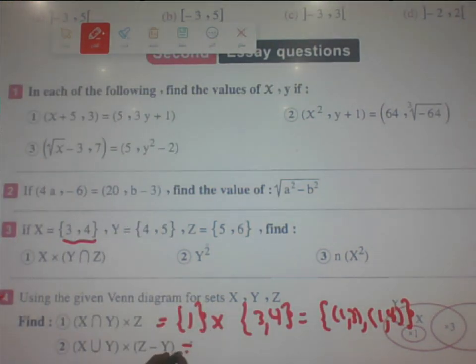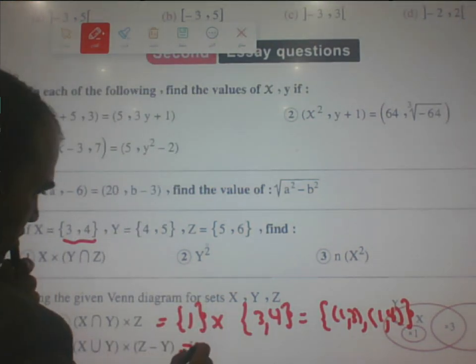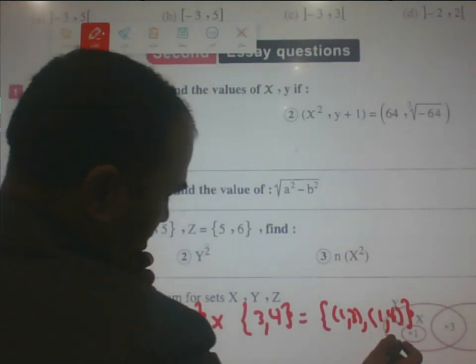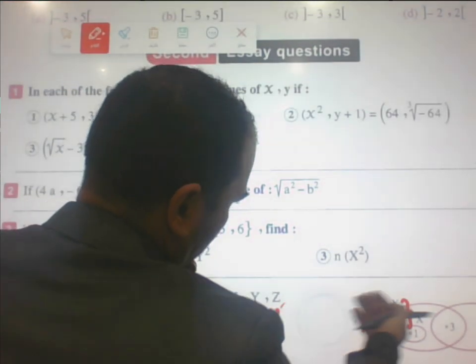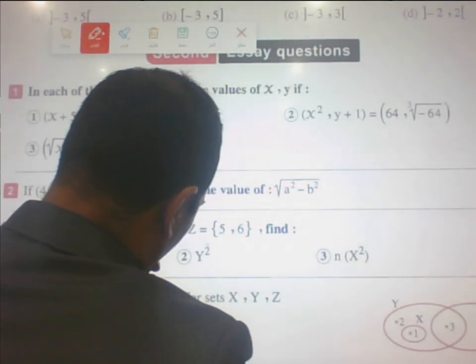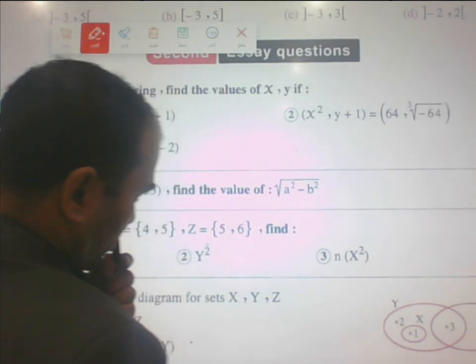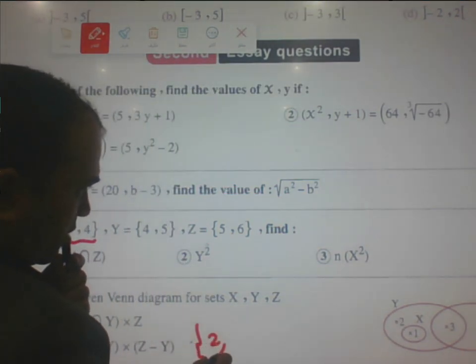Next question, X union Y. We can write X union Y: 1 and 3, and 2 also. X union Y will be the elements of Y: 2, 1, and 3.